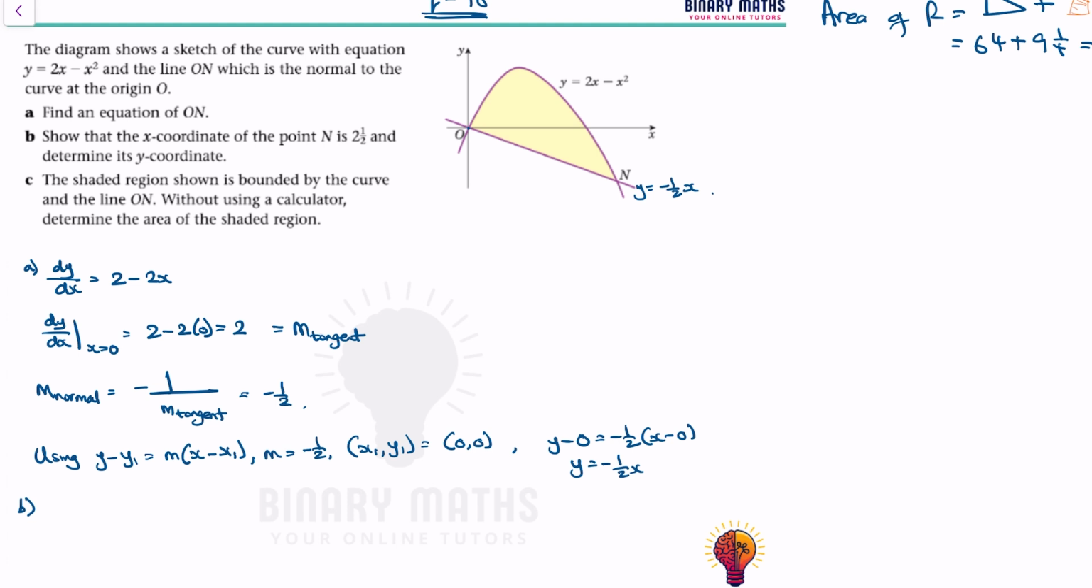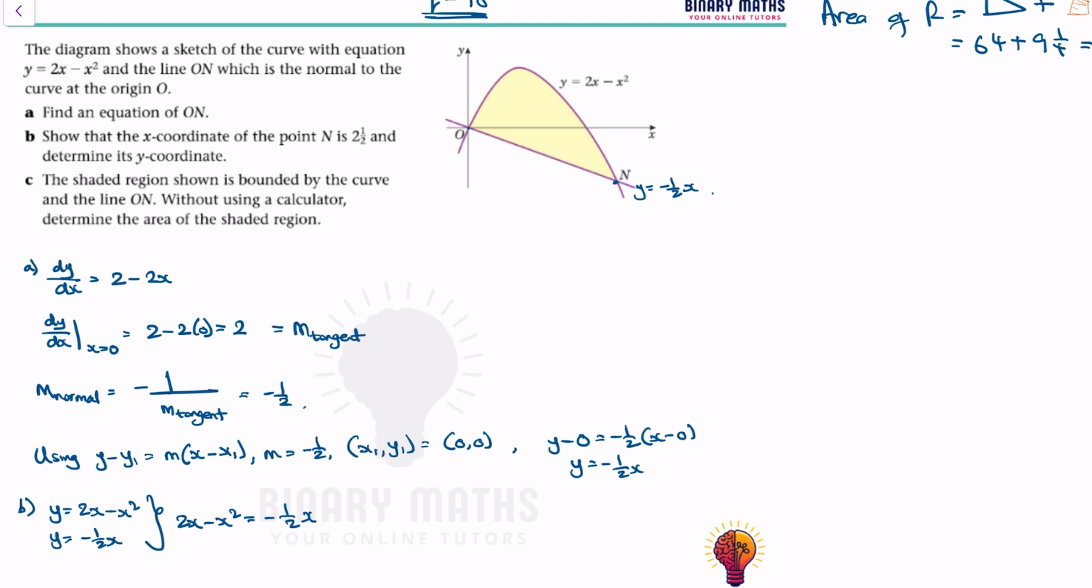Show that the x-coordinate of the point N is 2.5 and determine its y-coordinate. So again, because N is where the curve and the line intersect, I just need to solve this simultaneously. So I've got y is equal to 2x minus x squared and y is equal to minus a half x. If I equate the two, because y is the subject of both formulas, I've got 2x minus x squared is equal to minus a half x.